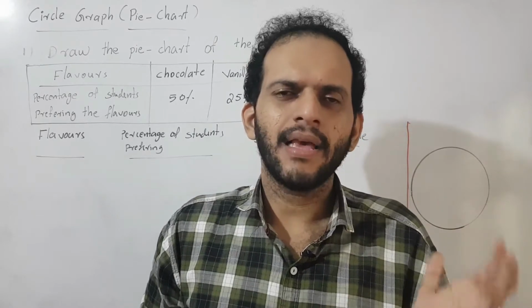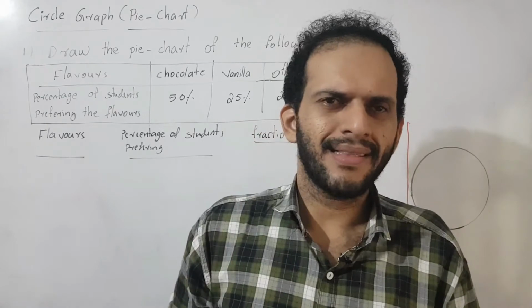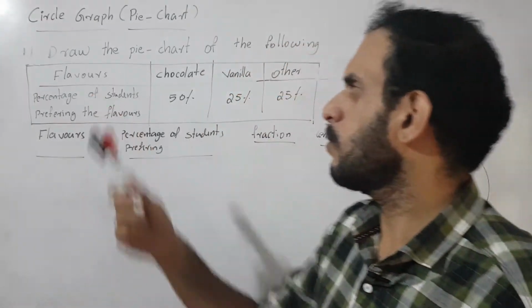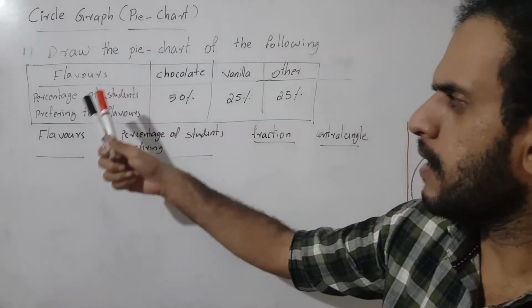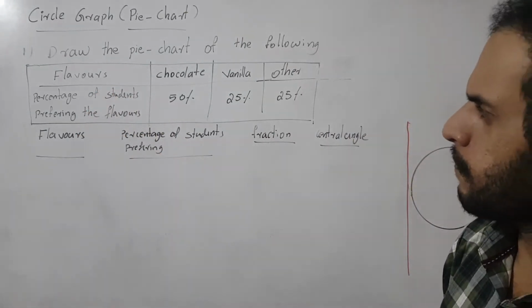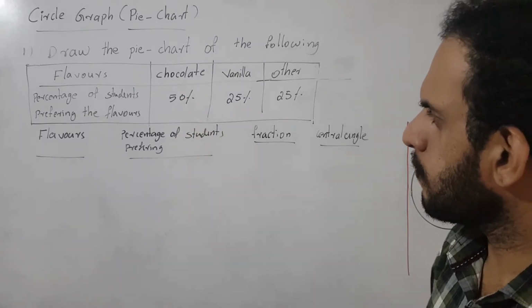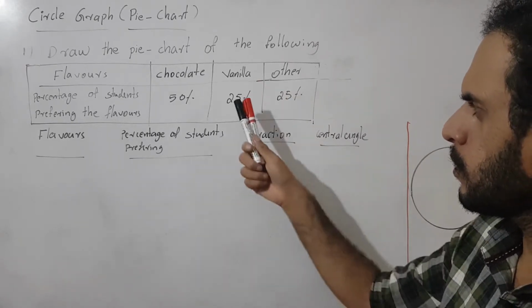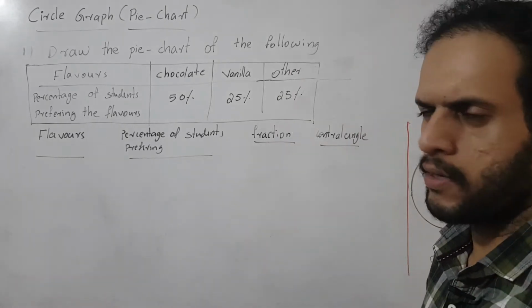Okay, as we draw, that is the idea to draw the pie chart. We are discussing the idea here with a first example. Just listen. How do we draw the pie chart of the following? Here are given the flavors and the percentage of students preferring the flavors. The first flavor is chocolate, the percentage is 50%. Vanilla, the percentage of students who prefer it is 25, and other is 25% of students.